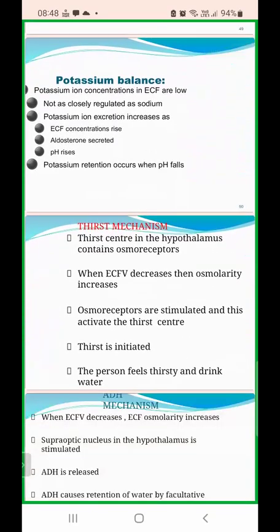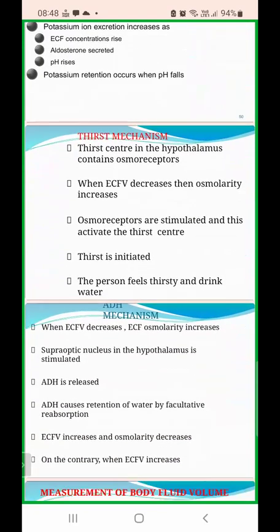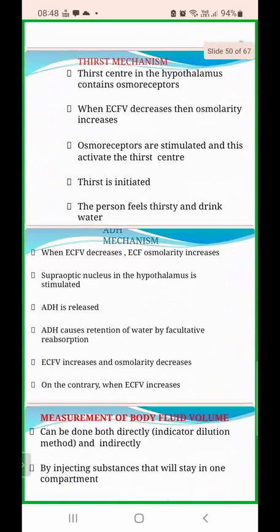Now, the thirst mechanism. The thirst center in the hypothalamus contains osmoreceptors. Whenever the ECF volume decreases, the osmolarity increases, the osmoreceptors are stimulated, and they activate the thirst center. Thirst is initiated, and the person feels thirsty and drinks water.